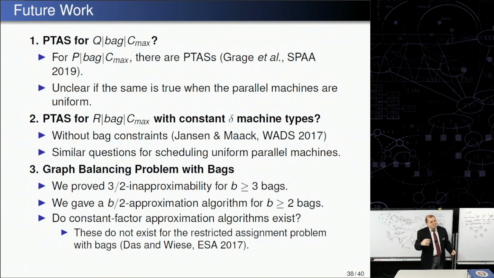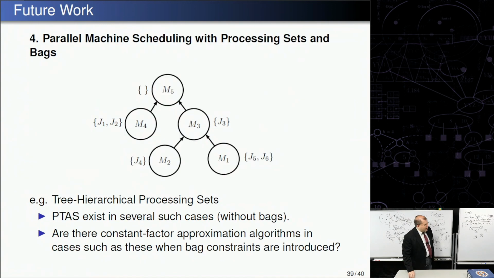But when you hit 3 bags, you get a lower bound pop-up. We don't know if there exists a constant factor approximation algorithm. It could be 8, it could be 16, it could be 32, it could be 100. I don't know. The point is we don't know if it exists or not. I'm very curious about that.